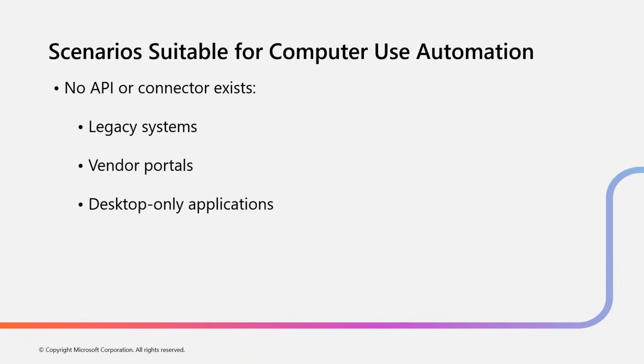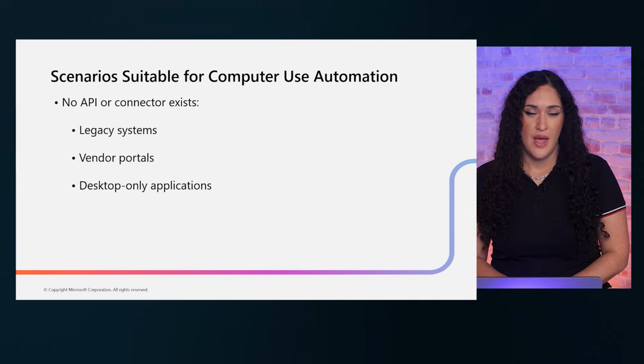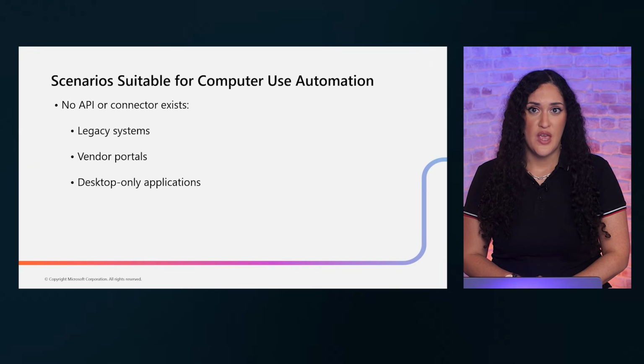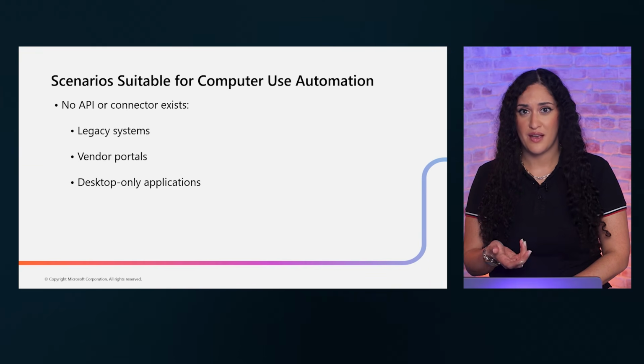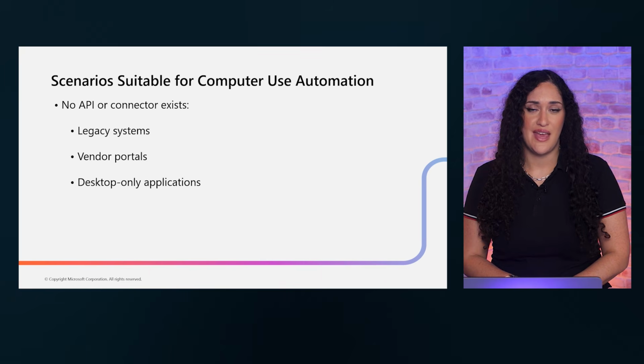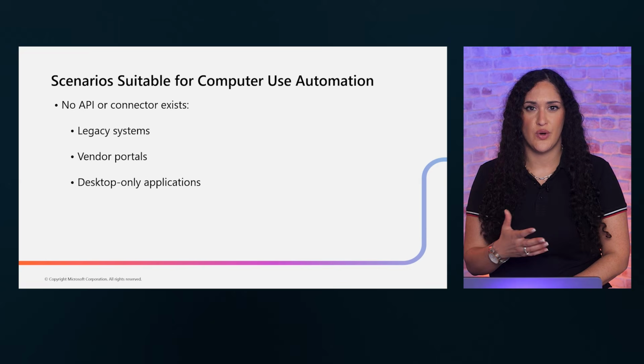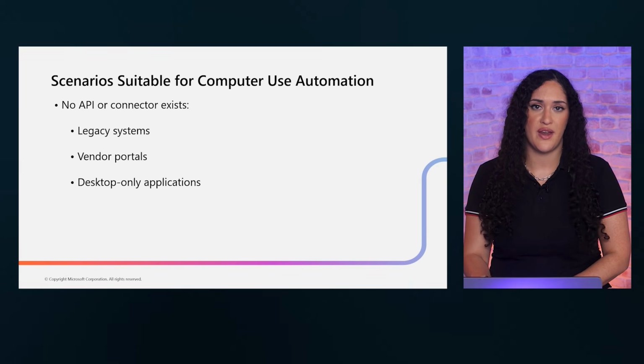When should you use computer use? The first major scenario was when no API or connector exists. Legacy systems built before APIs were standard, vendor portals you could not control, and desktop-only applications. But here's the thing, always check for API alternatives first. Computer use is a power fallback, but it is more fragile than API-based integration. Reserve this capability for situations where there's genuinely no programmatic alternative.